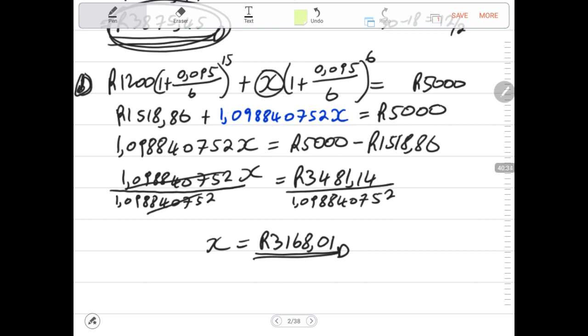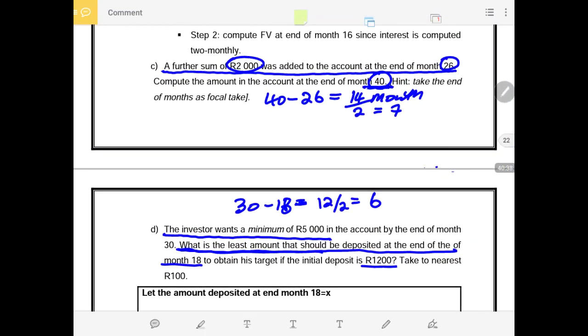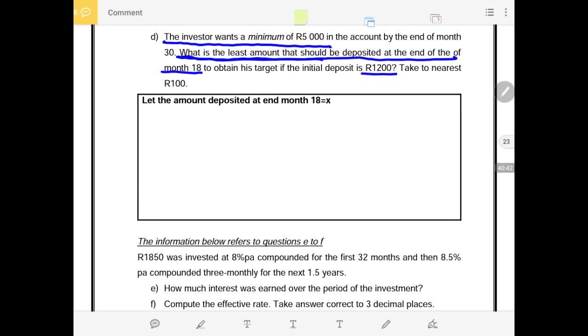With that, guys, thank you very much. I have covered number A up to number D. Now I will be going to number E and number F.